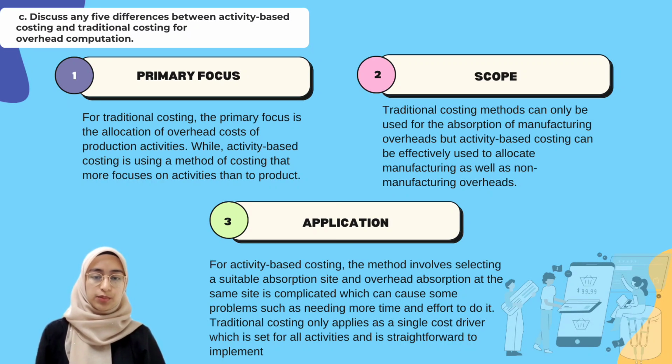The third difference is based on the application. Activity-based costing is quite difficult to implement. This is because this method involves selecting a suitable absorption base, and overhead absorption is complicated, which can cause problems such as needing more time and effort. Activity-based costing is different from traditional costing, where traditional costing only applies a single cost driver set for all activities and is straightforward to implement. Traditional costing is less complex than activity-based costing.